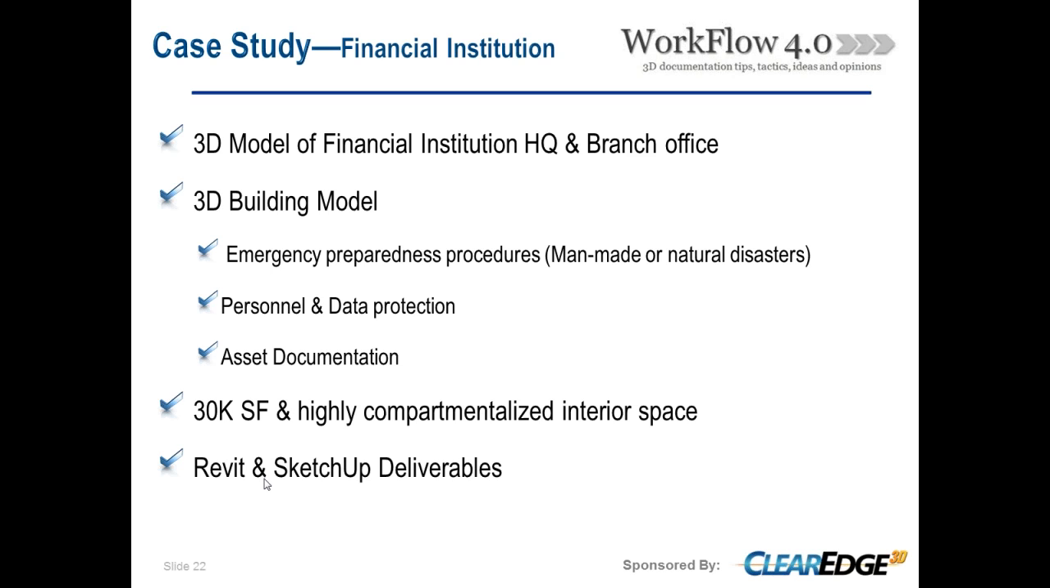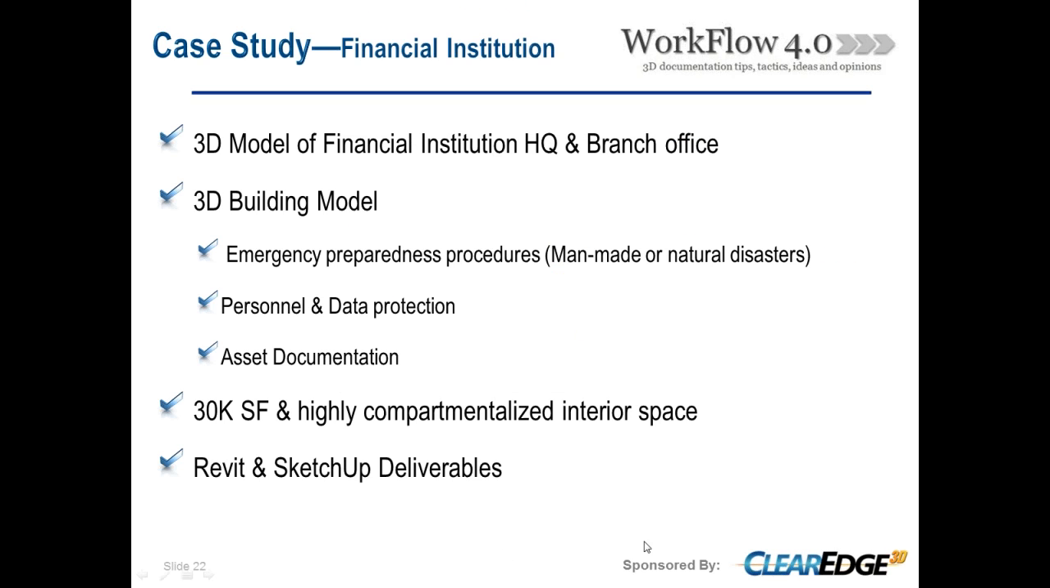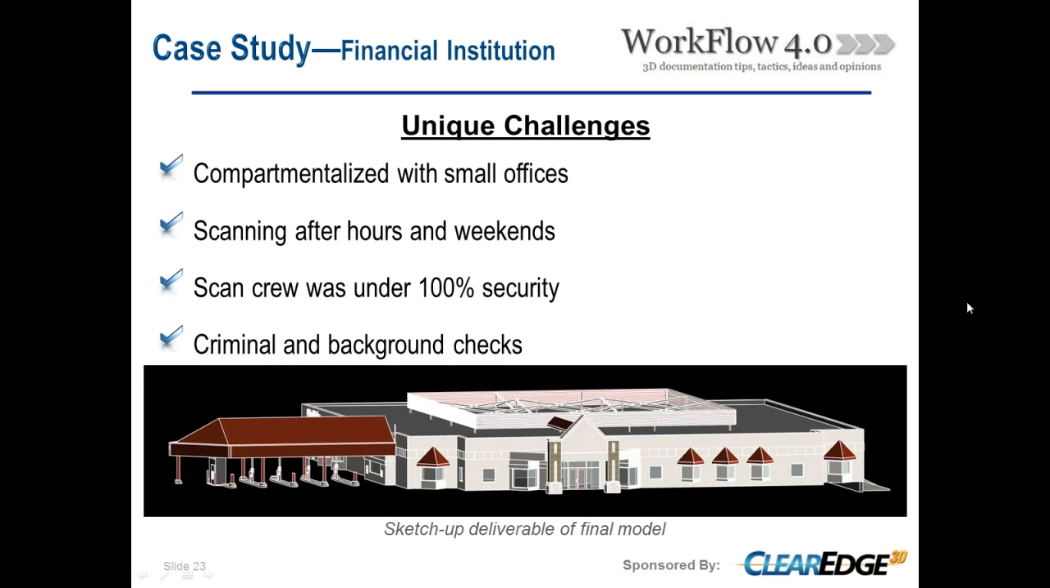The reason for their interest in a 3D asset model was that it would serve a couple of purposes, but the primary purpose would be for emergency preparedness procedures, developing evacuation procedures for both man-made and natural disasters. So ultimately, it was really for personnel and data protection as well as asset documentation. And all about a 30,000 square foot facility.